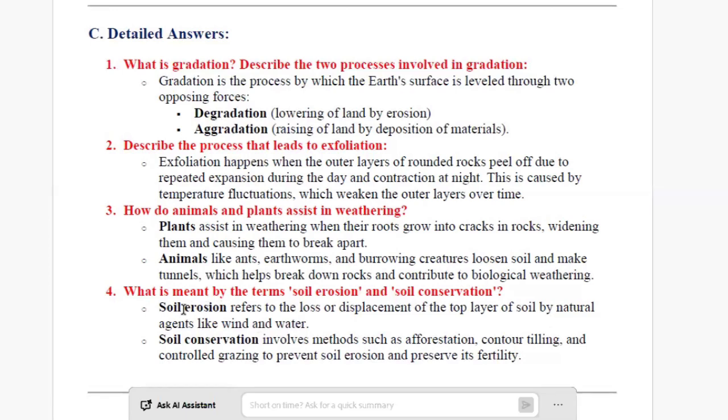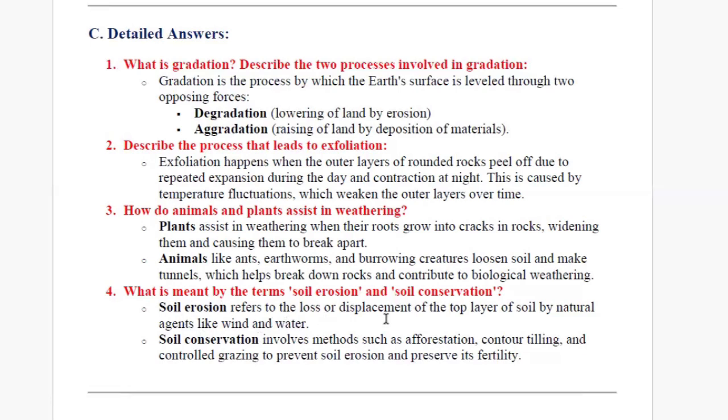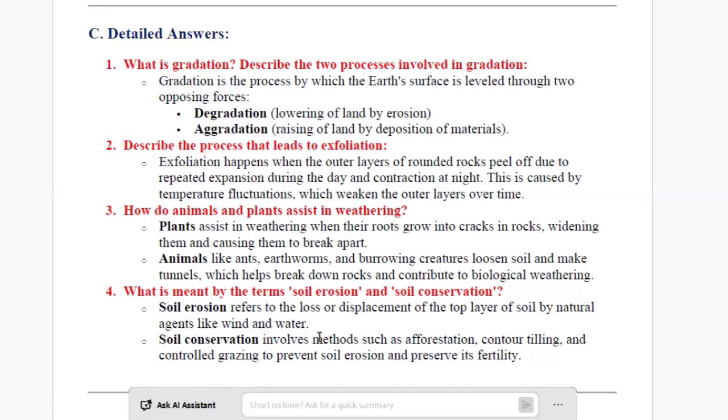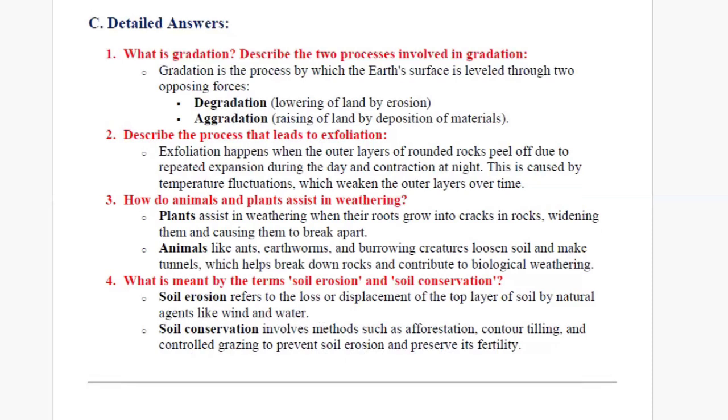Number 4, what is meant by the terms soil erosion and soil conservation? Soil erosion and soil conservation are two opposite factors. Soil erosion refers to the loss or displacement of the top layer of soil by natural agents like wind and water. And soil conservation involves methods such as afforestation, contour tilling, and controlled grazing to prevent soil erosion and preserve its fertility.